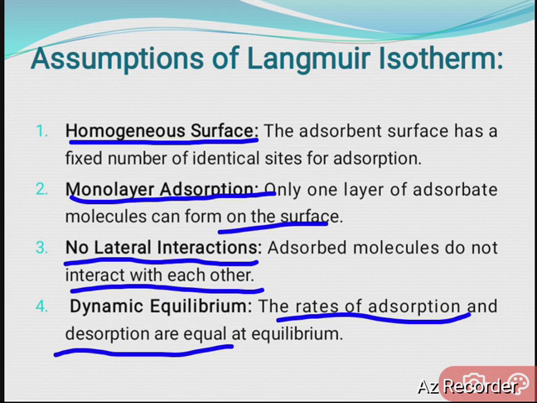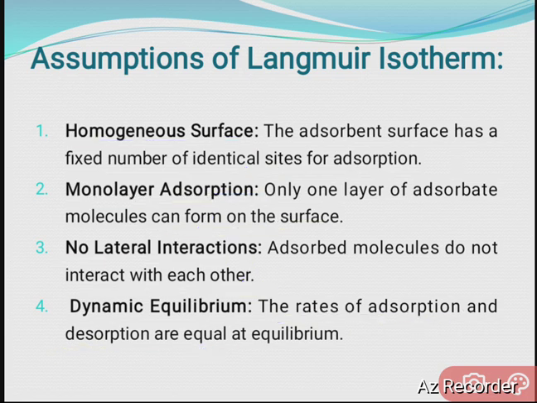Okay, these are the assumptions of the Langmuir isotherm. One is the homogeneous surface, the second one is monolayer adsorption, the third one is no lateral interactions between the adsorbed molecules, and there exists a dynamic equilibrium between the adsorbate and adsorbent substances. Okay, this is regarding the assumptions of the Langmuir isotherm.